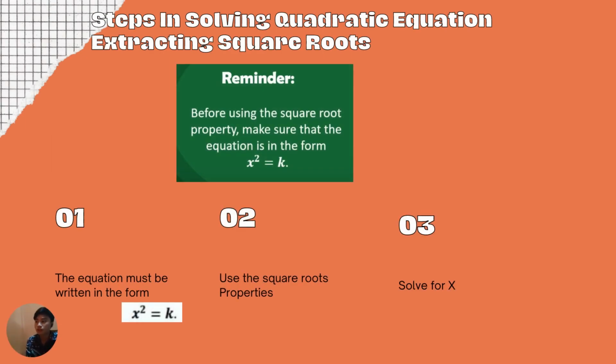Number 1. So, reminder, before using the square roots property, make sure that the equation is in the form x squared is equal to k. What does it mean? Naka-isolate na yung variable sa ating constant or dun sa ating real number. Meaning to say, yung may square, nakahiwalay na siya dun sa ating k. So, ito yung step 1, equation must be in the form x squared is equal to k. And step 2, use the square root properties. And last, solve for the value of x.